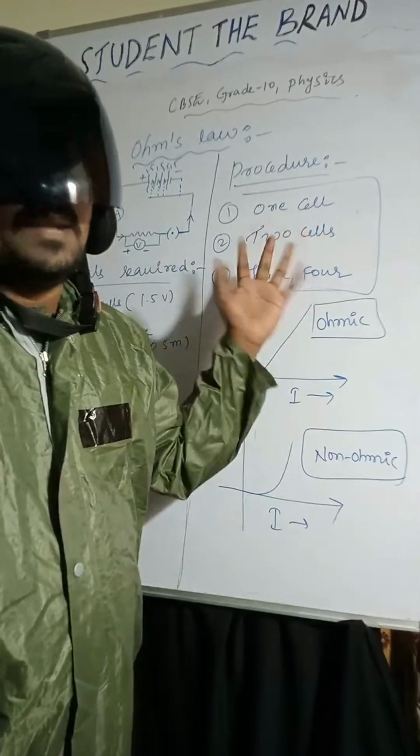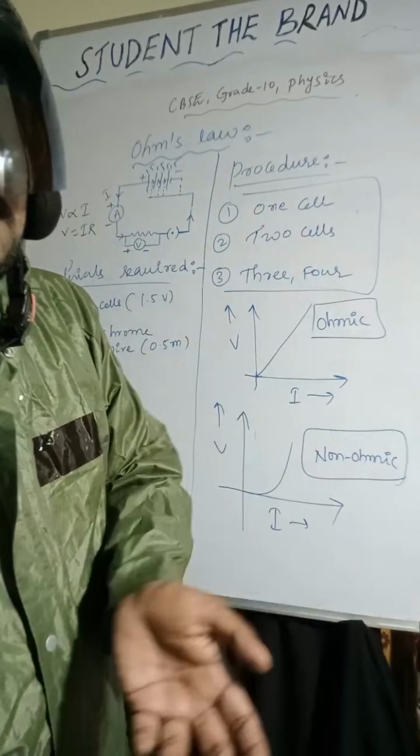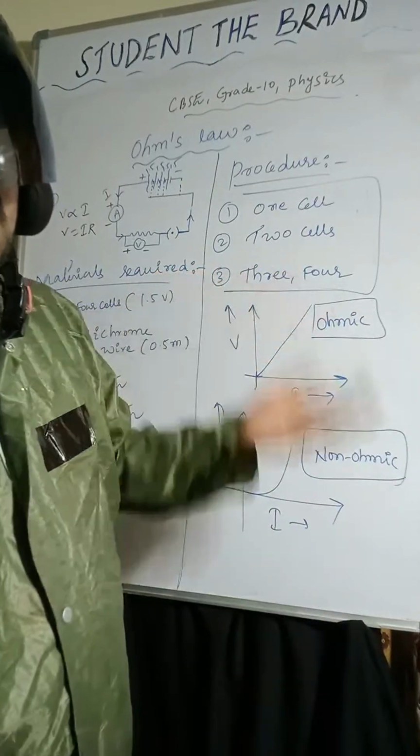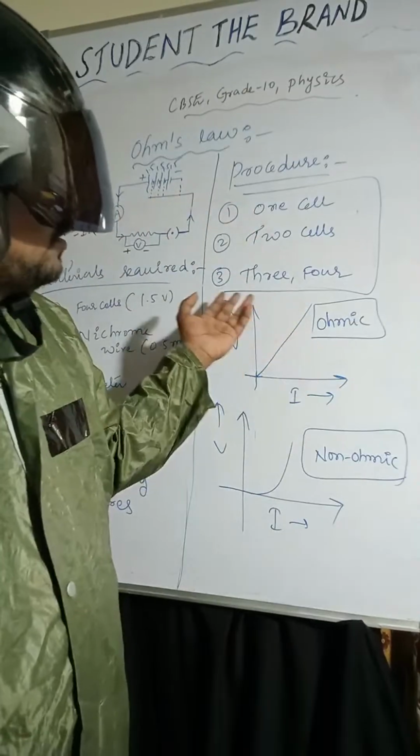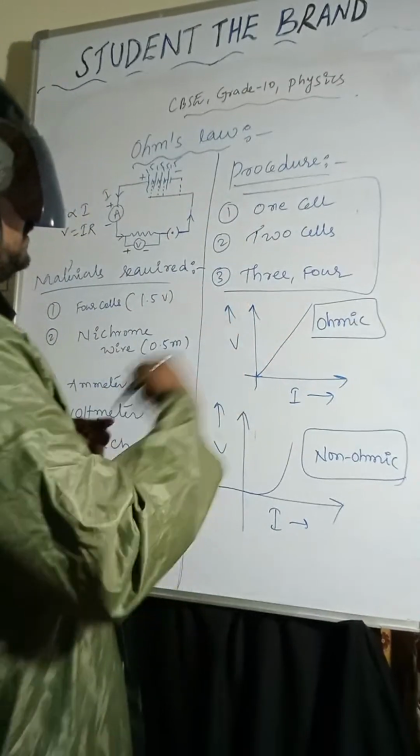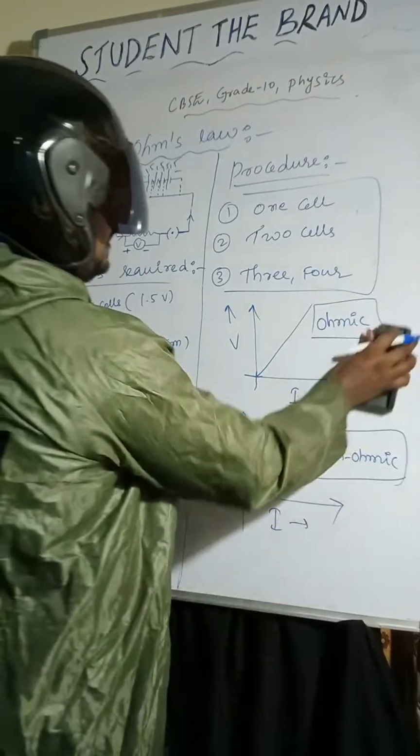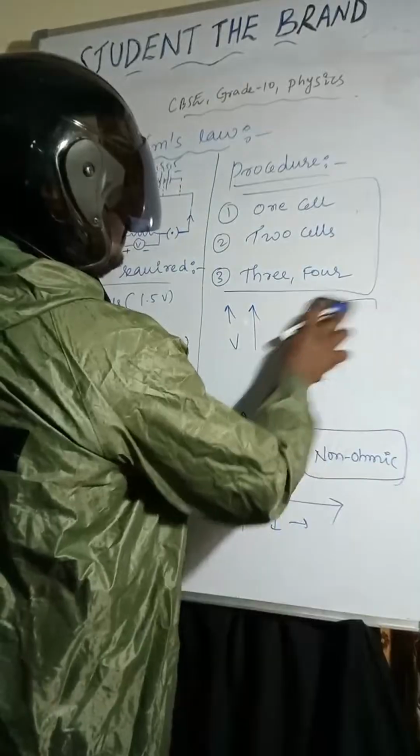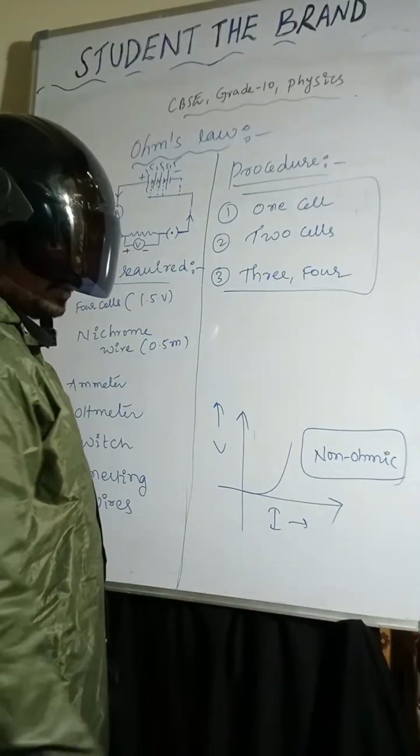Repeat the process. Ammeter and voltmeter mean what? The ammeter gives the current, the voltmeter gives the potential difference. So you can draw the tabular form and note down the readings in the tabular form. What is your tabular form? I'll draw that also.